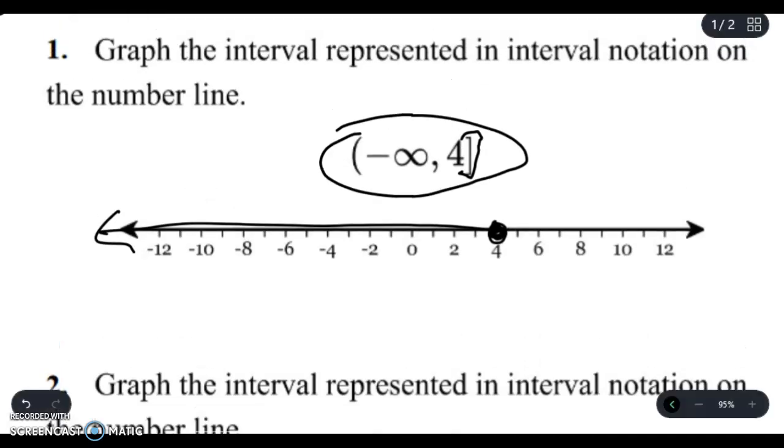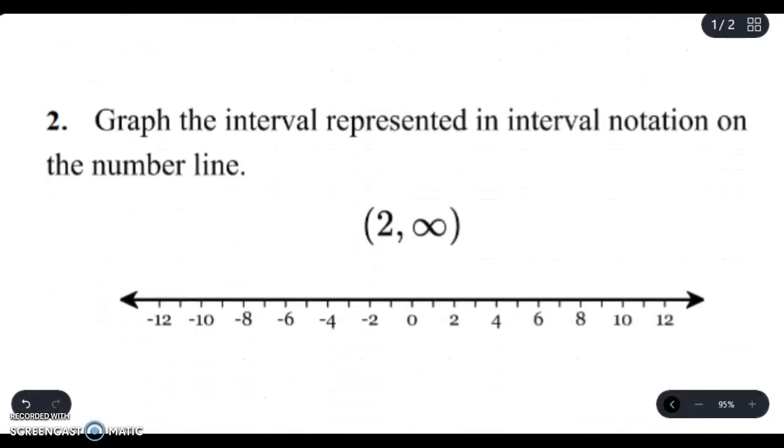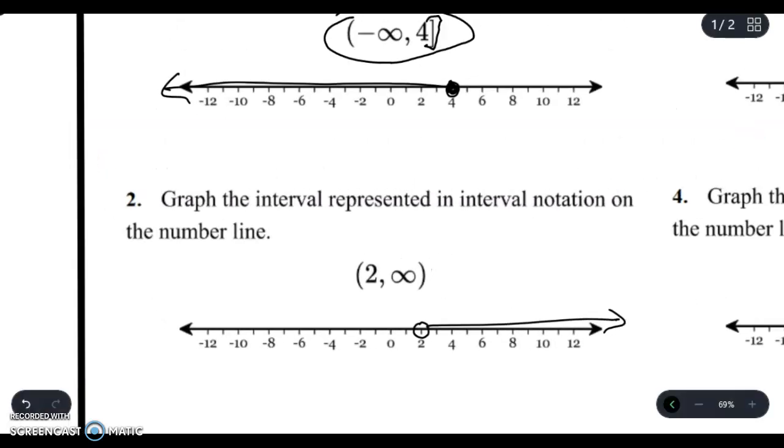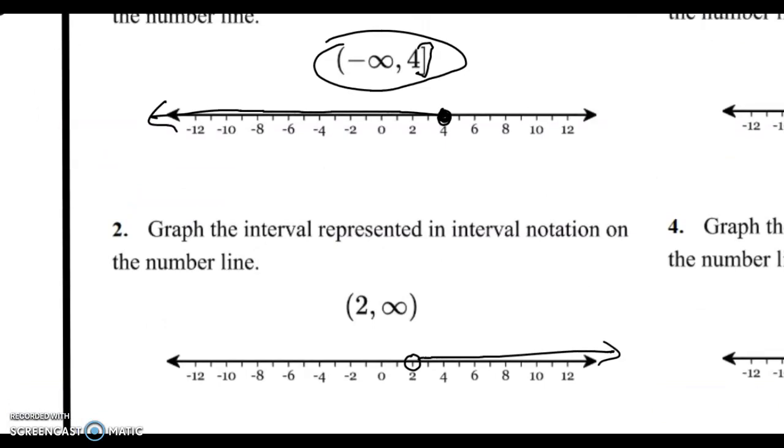Alright, let's take a look at another one. Here we graph the interval notation on the number line. We've got infinity on the right, positive infinity, but you have a parentheses. So you're going to have an open circle for 2, and we go to the right for positive infinity. These are the ones where you just have one line going in one direction.